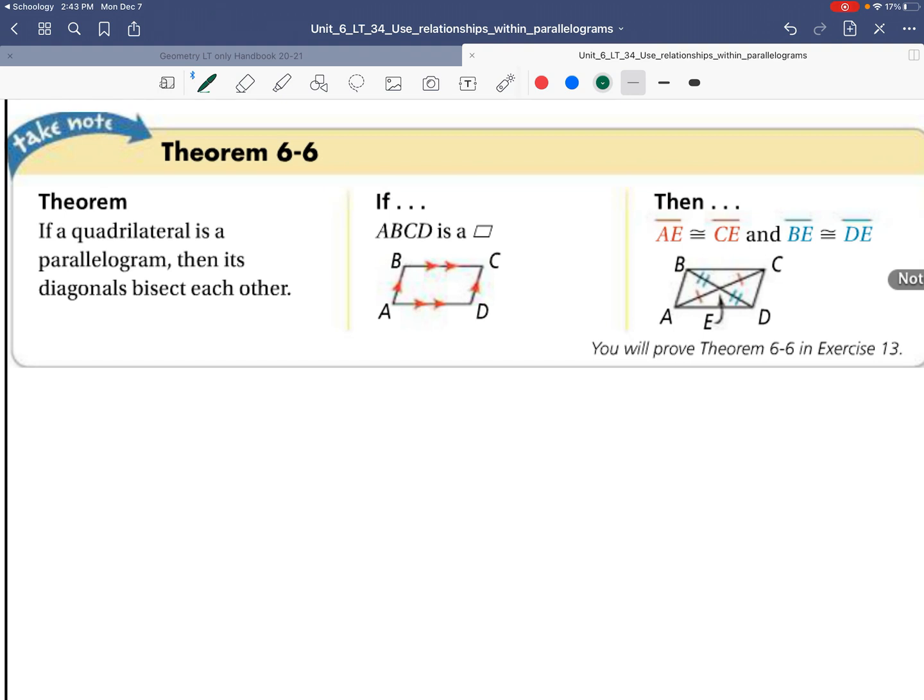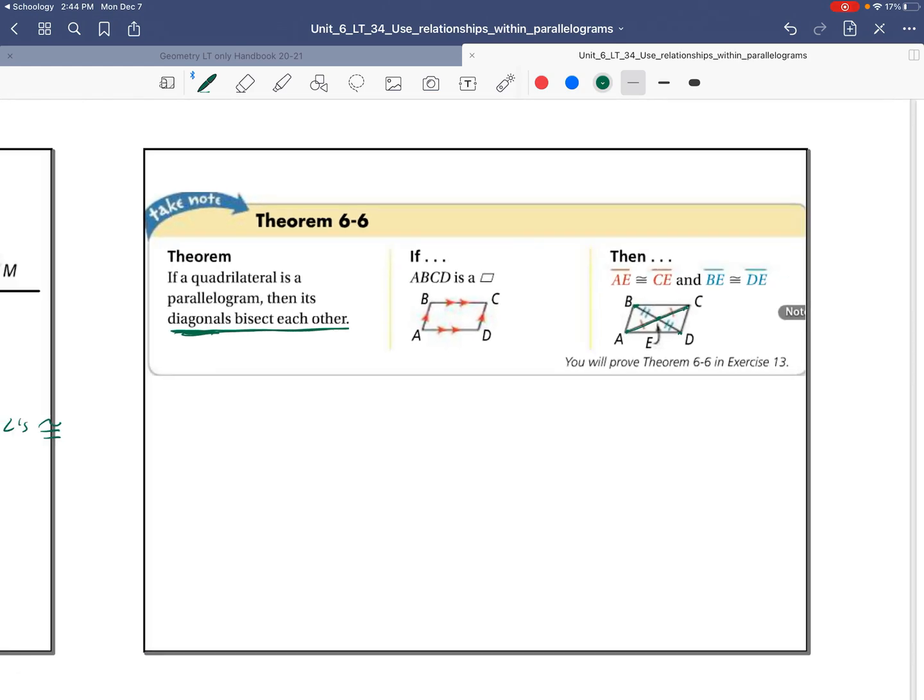If a quadrilateral is a parallelogram, then diagonals bisect each other. Now a diagonal connects opposite vertices. So you can see that here. It connects B to D and A to C. Those are our diagonals. Now also notice that it's bisecting the diagonals. It's not saying that they're congruent. It's saying that AE is congruent to CE and that BE is congruent to DE, but BE is not necessarily congruent to AE. So be very careful.